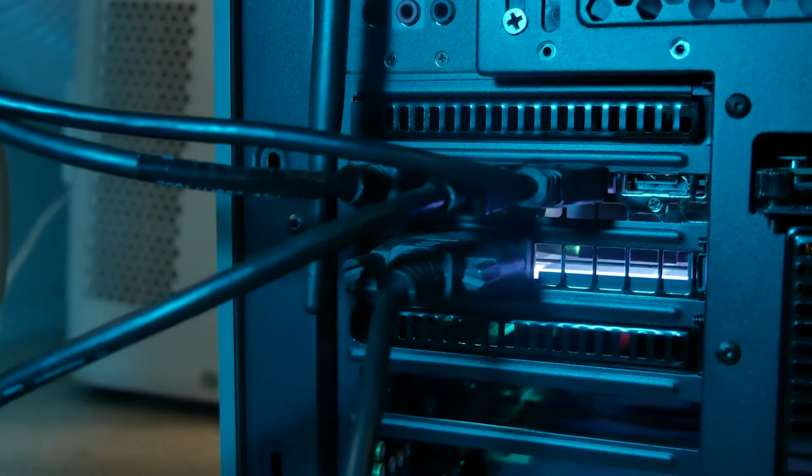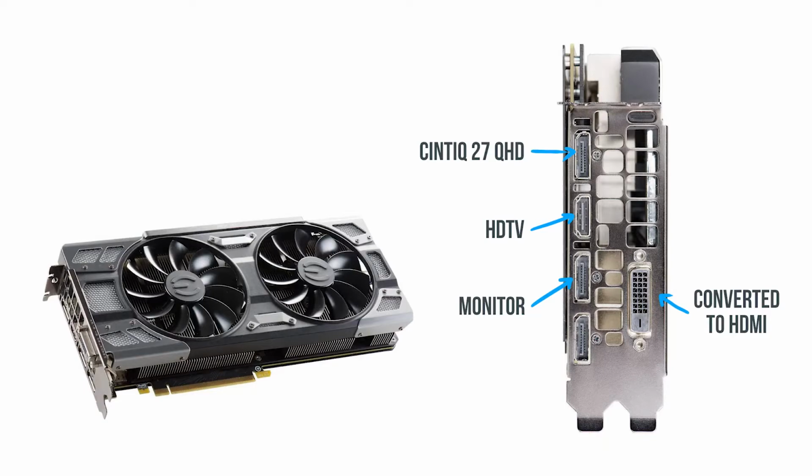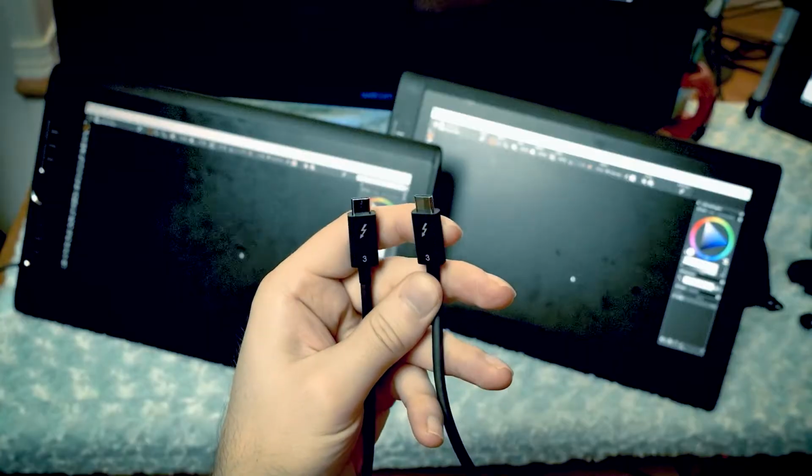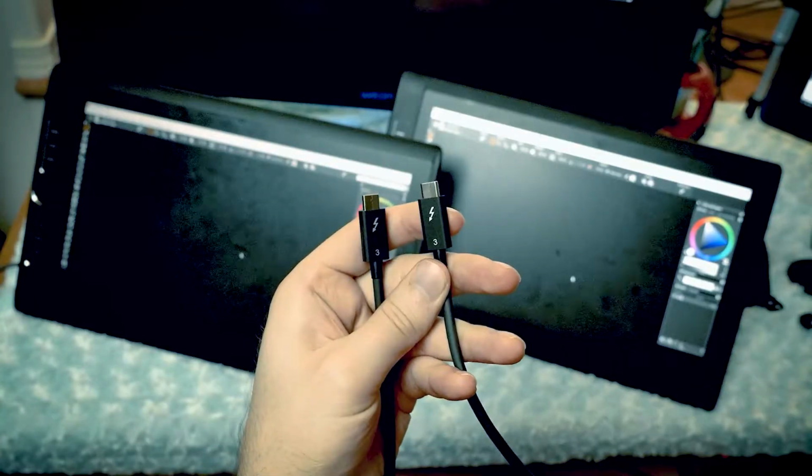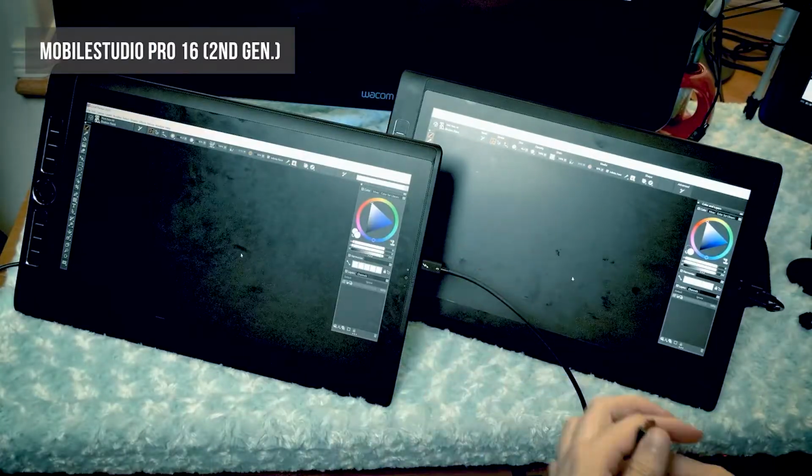When selecting a GPU for your computer, consider the display input requirements for your devices. For example, my Cintiq 27 QHD has to be connected to one of the DisplayPort outputs to utilize full QHD resolution. I can connect my HDTV through HDMI, and my monitor is connected to DisplayPort. Should I ever need to connect an additional display, I can connect it through the remaining DisplayPort output or the HDMI adapter. Some newer monitors and display tablets can also utilize USB-C or Thunderbolt to connect to a computer.